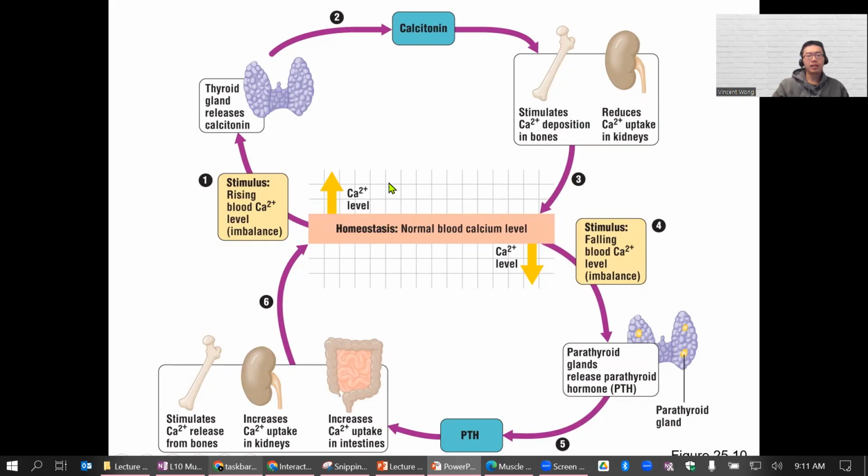Can you guys tell me one thing that we learned in the course, some kind of physiological function that requires calcium? Something we learned in Unit 2. What process requires calcium?